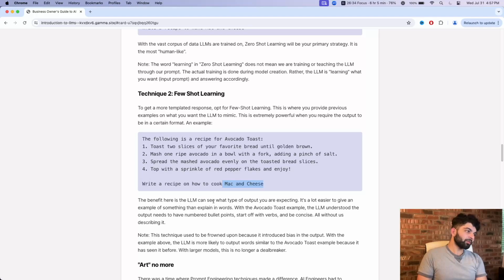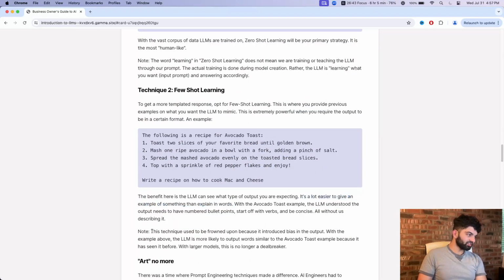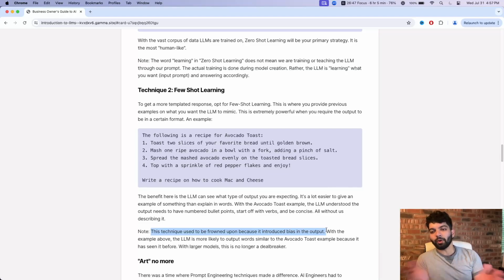The benefit here is the LLM can see what type of output you're expecting. It's a lot easier to give an example of something than to explain it in words. So we'll cover that. I guess note here, this technique used to be frowned upon because it introduced bias in the output. So you probably already know, right?